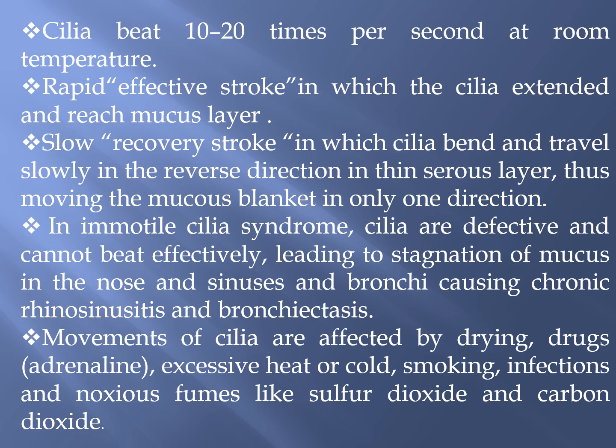In immotile cilia syndrome, cilia are defective and cannot beat effectively, leading to stagnation of mucus in the nose and sinuses and bronchi, causing chronic rhinosinusitis and bronchiectasis. Movements of cilia are affected by drying, drugs like adrenaline, excessive heat or cold, smoking, infection, and noxious fumes like sulfur dioxide and carbon dioxide.